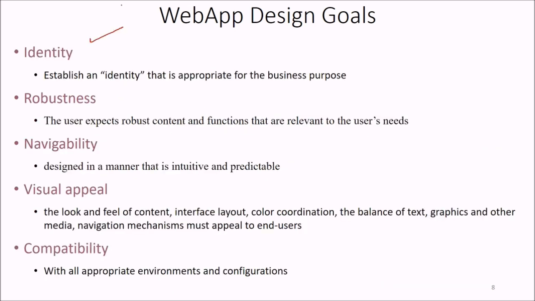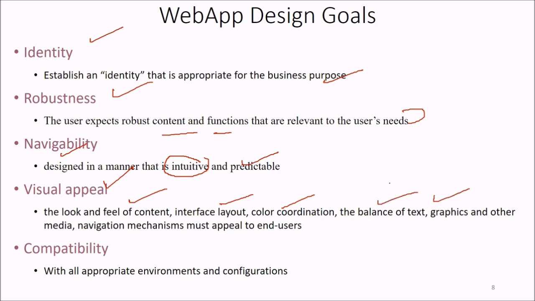Then the identity. Establish an identity that is appropriate for the business purpose. Robustness. The user would expect robust content and function that are relevant for their needs. The navigability. This is designed in a manner that is understandable, intuitive and predictable by the user. The visual appeal: the look and feel, the interface layout, the color coordination, the balance of text, graphics and other media, and navigation mechanisms must appeal to the end users.